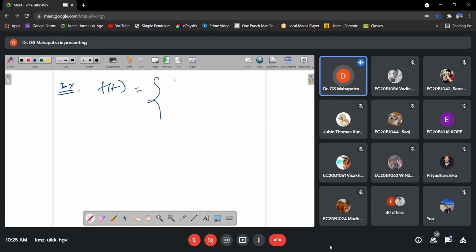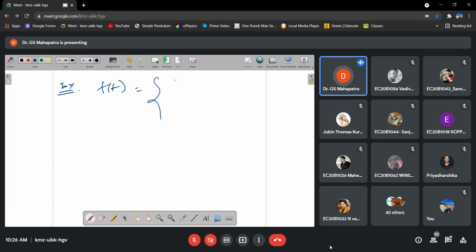Roll number 23. Are you there? 24. Yes. 28. 32. Yes, sir. Okay, 32. Your roll number, correct. What is the Laplace transform of t? Immediately you have to answer. 1 by s square. Good.